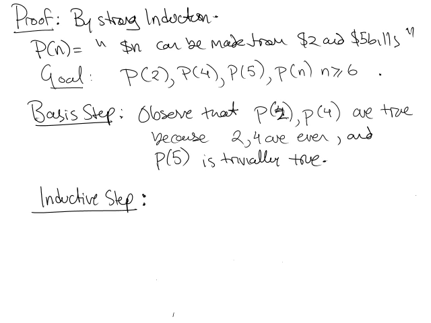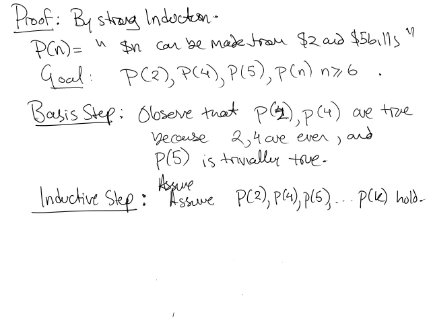So we're going to do this by strong induction. So assume everything up to P of k is true. So P of 2, P of 4, P of 5, all the way up to P of k are true. And of course, assume k is some number that's at least 5. So now our goal is to show that P of k plus 1 is true.